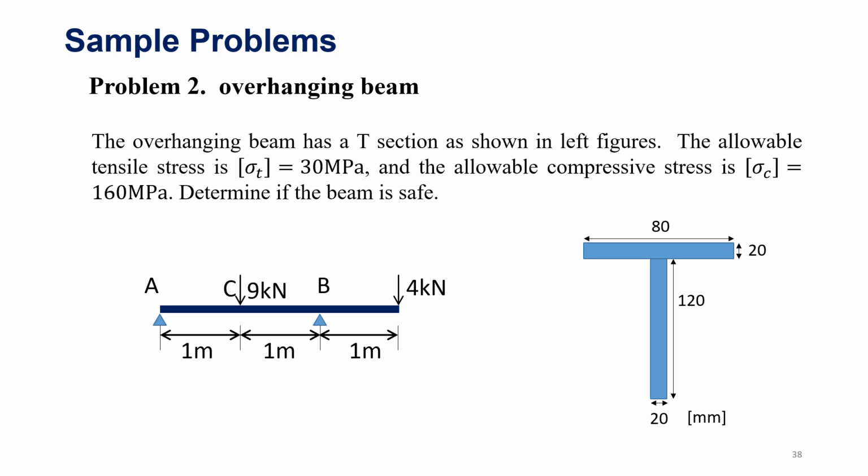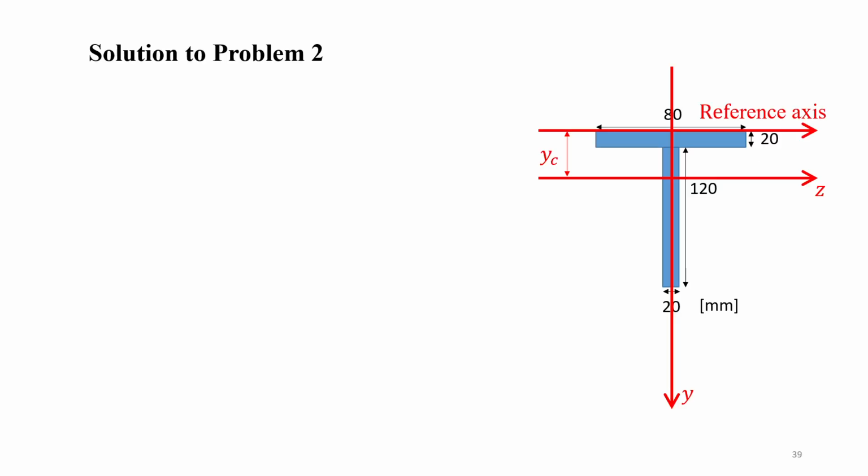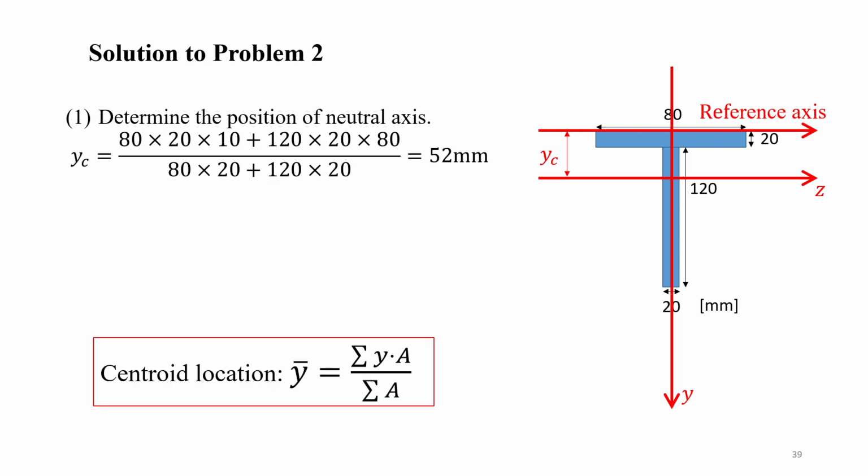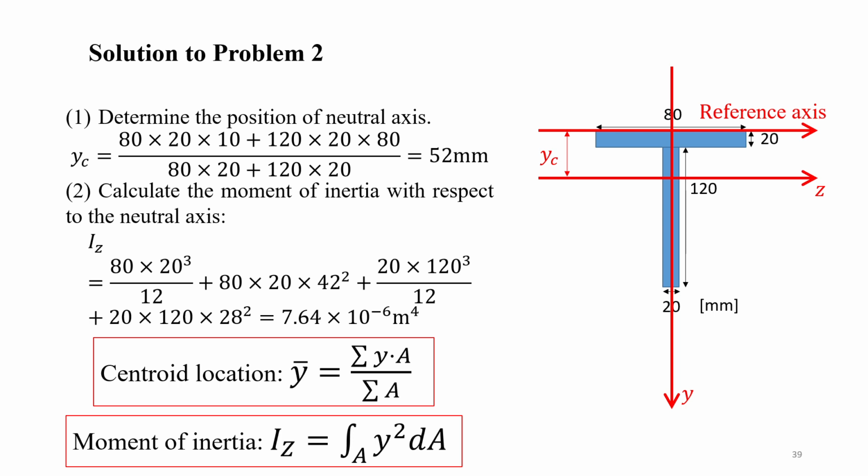To solve this problem, we should first determine the cross-section properties. The first step is to determine the position of the neutral axis. This is similar to the previous example we have introduced. We need to find the centroid location by this equation. So we get yC, the position of the neutral axis from the top reference axis, which equals 52 millimeter. Second, we use this neutral axis to calculate the moment of inertia. With respect to the neutral axis, we can calculate Iz, which equals 7.64 times 10 to the minus 6 meter to the fourth.